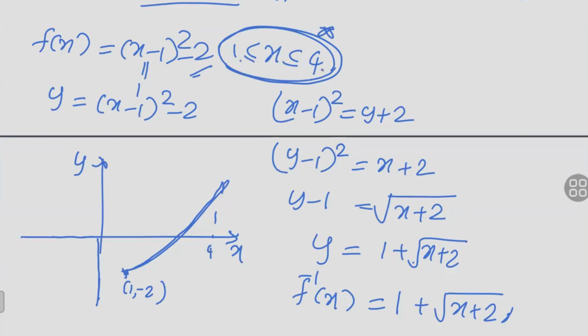Because here the 4, right? This is 1. When x equals 4, the y value is a positive value. Substitute x equal 4: 4 minus 1 is 3, 3 squared is 9, 9 minus 2 is 7. It's a positive value. So then this part only draw it.